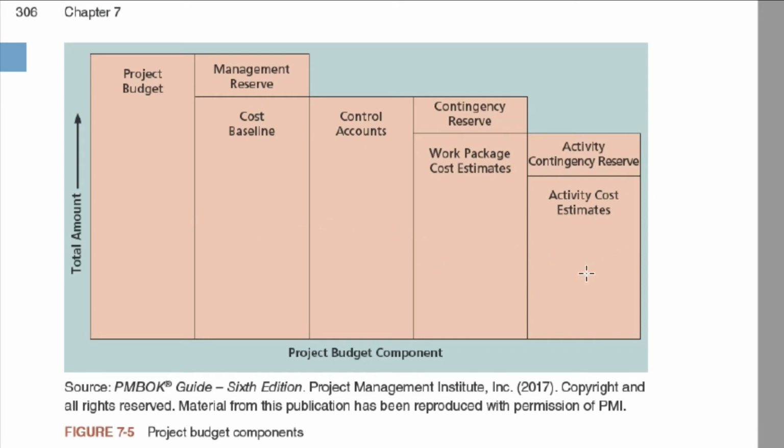So if we look on the right, we first have just our cost estimates. Again, this is what everyone tells the project manager: hey, this task is going to take me 2 days, this task is going to take me 5 days, and so on and so on. And then we have to add a contingency reserve.